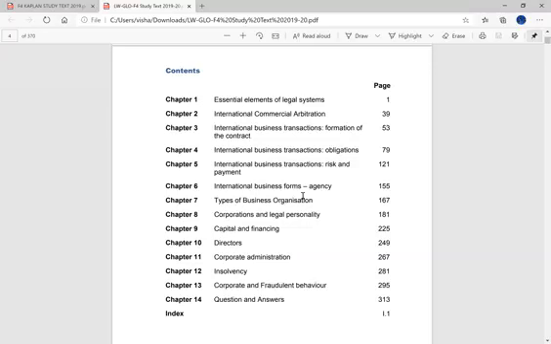Just that global law focuses more on law in general, which is why this is a bit more detailed. All right. Any questions related to this up till now?